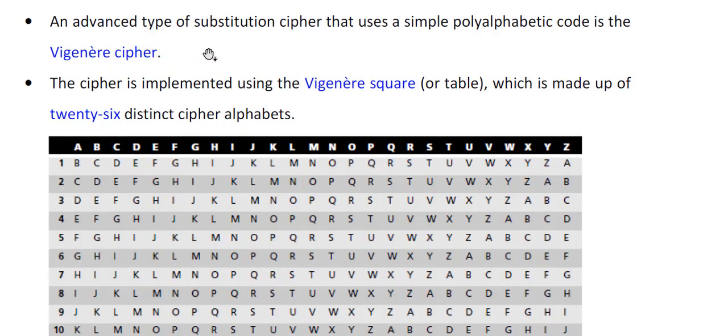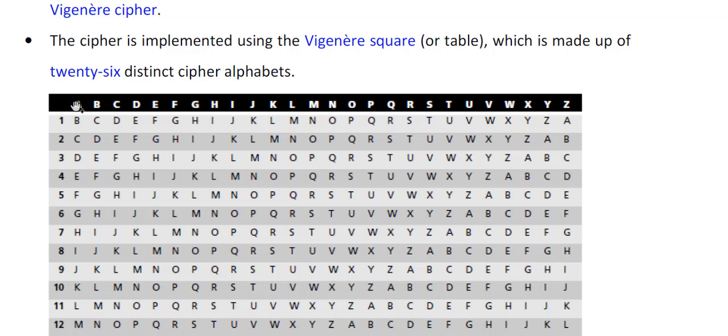Another type of substitution cipher is called the Vigenère cipher. The Vigenère cipher uses many polyalphabetic ciphers, but in a very organized way, which means that the first row is the alphabet, the second row is the alphabet shifted by one place, B, C, D, E, F, and so forth. The third row, C, D, E, F, until we go back to A, B. The fourth row, fifth row, and so forth. The table is called the Vigenère square. This table is used to make a ciphering for plain text.